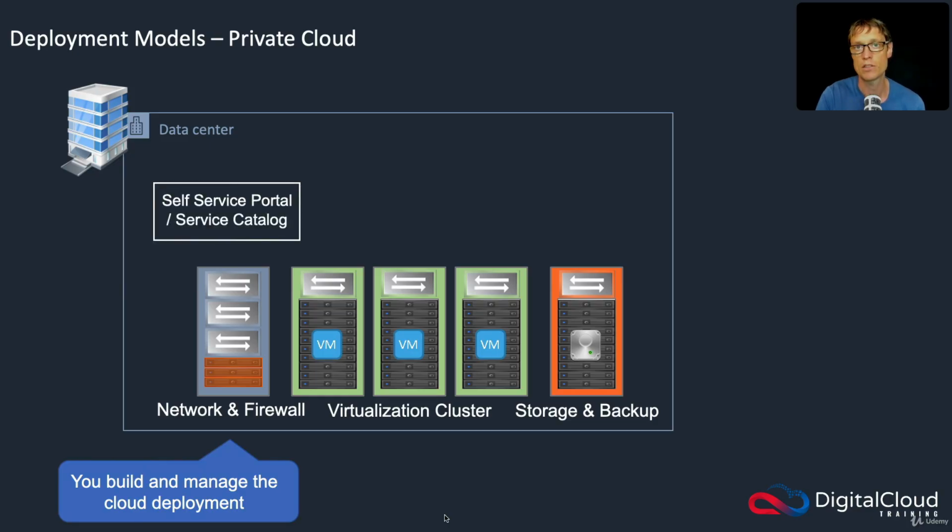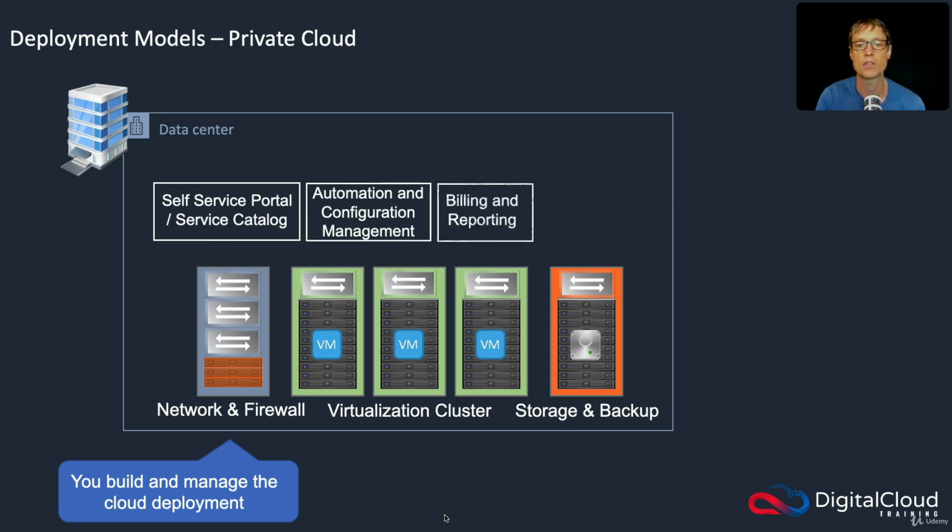Now to make this a proper cloud service, you then need some layers of software on top to provide the capabilities that your customers need or your internal employees or departments need. So you would need a self-service portal and a service catalog. You would need automation and configuration management, billing and reporting, and some kind of multi-tenancy capability. Maybe the tenants within your organization are different departments, for example. And there's more as well. This is just a snapshot of a few of the things that you would need.